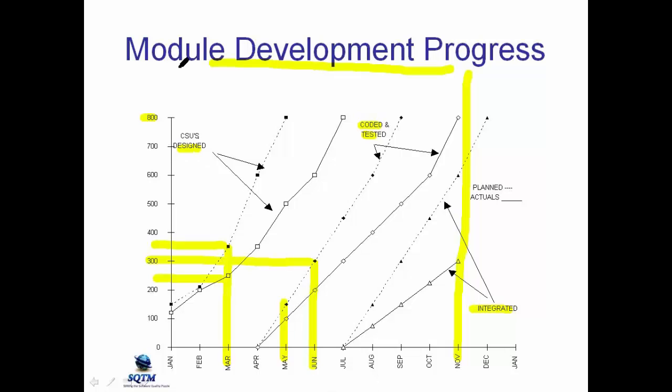So again, this module development progress measurement tracks the ability to stay on schedule in designing, coding, testing, and integrating the modules before you're ready to go into system test. And it seems like in May already, there's a whole lot of potential problems, which means you will not get the system test in time, or if you get the system test, you may not even be ready to code and test or to integrate all your modules.